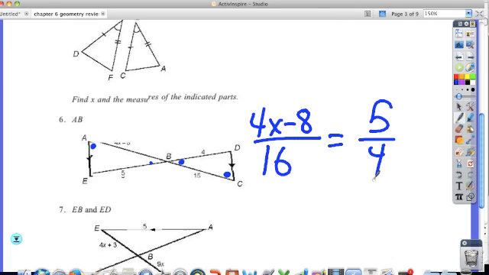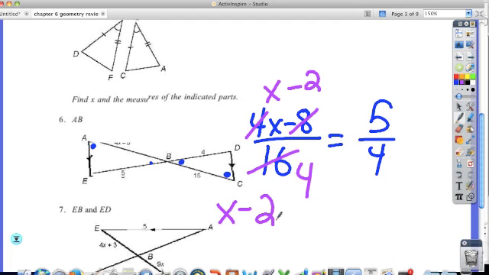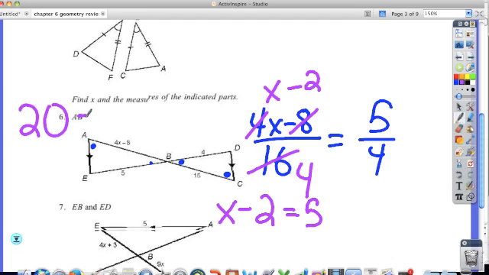Now, I'm going to simplify because over here I can divide everything by 4. Okay? So I get x minus 2 over 4. And what do you notice about the denominators? They're the same, 4 and 4, so that means that x minus 2 equals 5. Now, if you're not sure about that, you could cross multiply. 4 times 5 is 20. Simplifying it makes it so much easier.